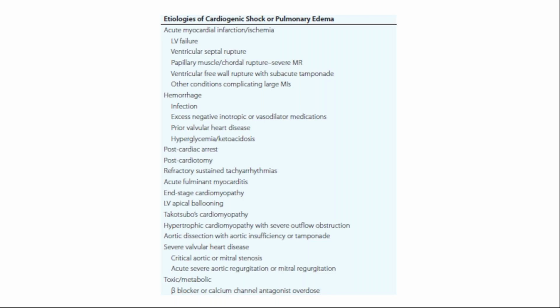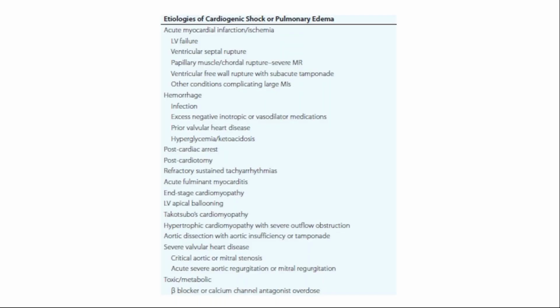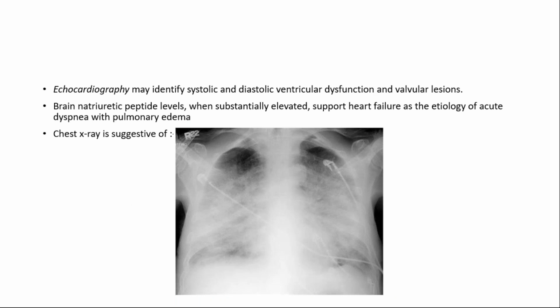These are basically the etiologies leading to pulmonary edema, which we have to keep in mind when the patient presents to us with these symptoms and signs. We have to rule out these etiologies. This is a typical chest X-ray of acute pulmonary edema. On investigations, the BNP levels are substantially elevated in a patient of pulmonary edema. Echocardiography helps us in ruling out the etiologies.